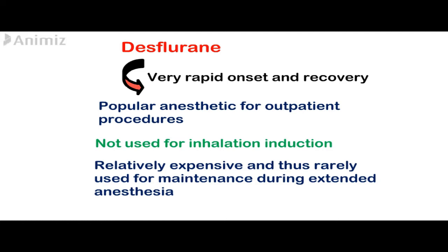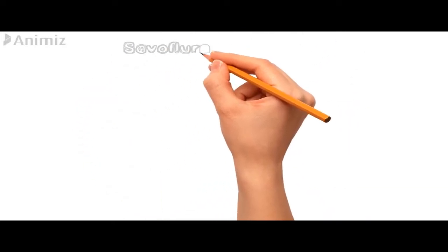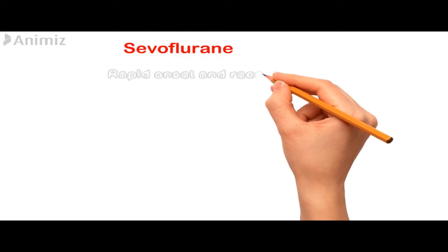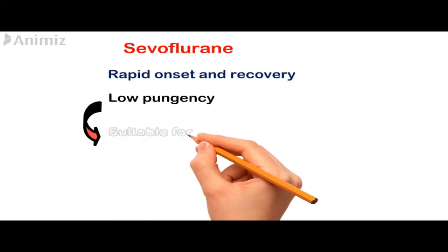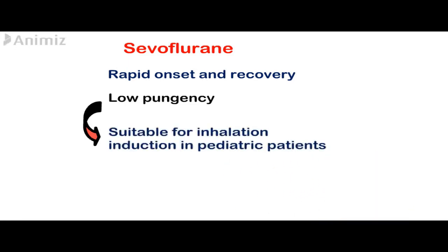Sevoflurane has low pungency, and this allows rapid induction without irritating the airways. And also it is suitable for inhalation induction in pediatric patients. It has a very rapid onset and recovery also due to its low blood solubility.